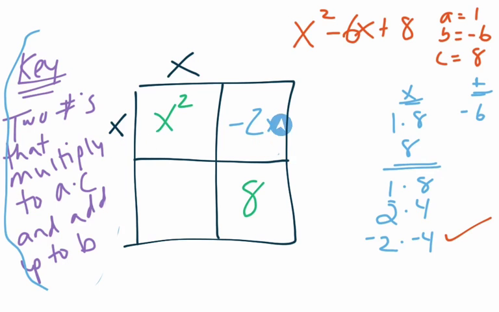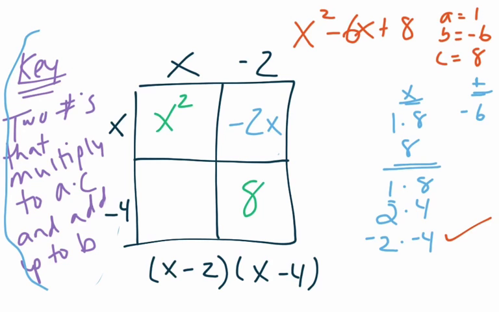X times what would give us negative 2x? That would be a negative 2. Looking at this, negative 2 times what over here would give us the 8? Well, negative 2 times negative 4. And notice that we have our factors. Our factors are going to be across the top, x minus 2, and down the side, x minus 4.